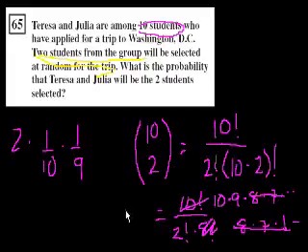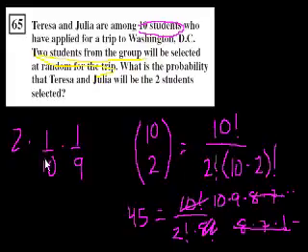So the chance that I pick one of those ways, right, pick Julia and Teresa, is 1 out of 45. There's 45 combinations of picking 2 people out of 10. So the chance of picking any one of those combinations is 1 out of 45. So you get to the same answer.